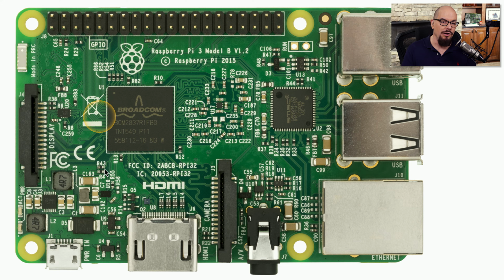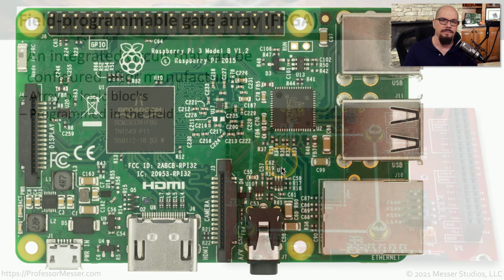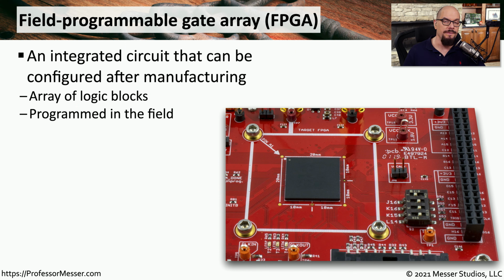Here's a better view of this Raspberry Pi 3 Model B. You can see that all of this is very integrated. There are some interfaces for USB, for Ethernet. There's an AV interface, a camera interface, and a link for HDMI, all contained on this single system on a chip.